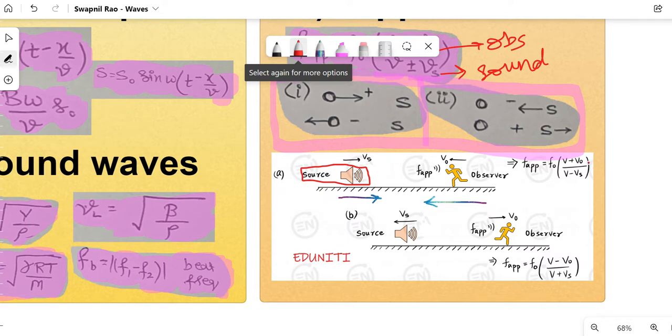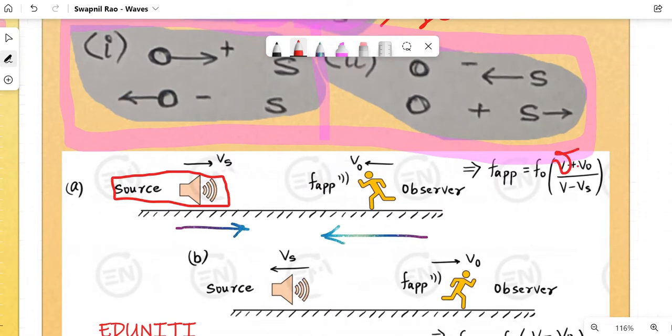For the top part of the formula, we have to see whether the observer is moving or not, because it has VO. So what is the observer doing? The observer is moving towards S. So that would be case number 1 over here. Observer is moving towards S, which means positive. So that's what has happened in this formula. As you can see, it would be V plus VO.